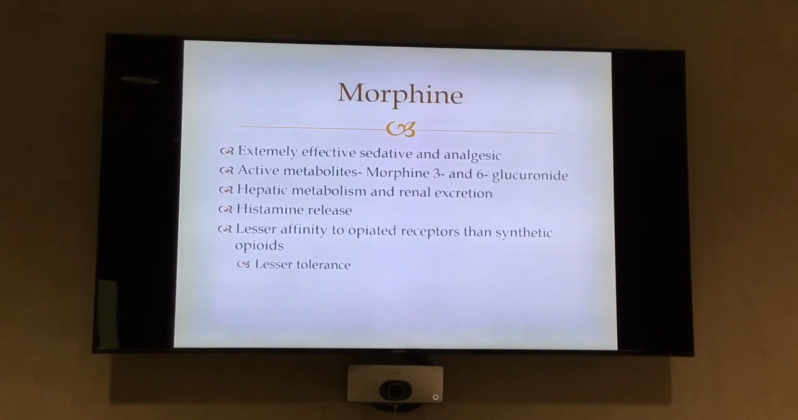The tolerance potential is much lower than fentanyl. That's why you might have seen that when kids are on morphine, they just love it even at a very low dose, compared to fentanyl, where you have to escalate it rapidly.